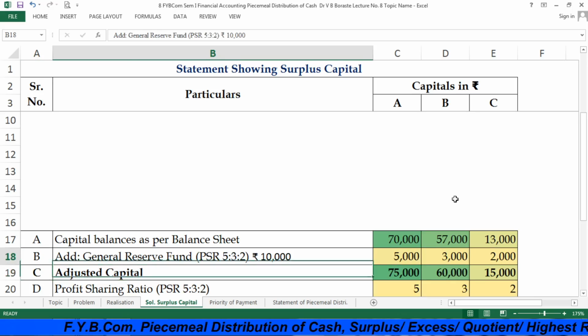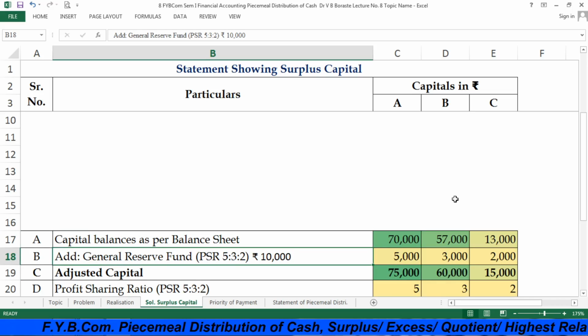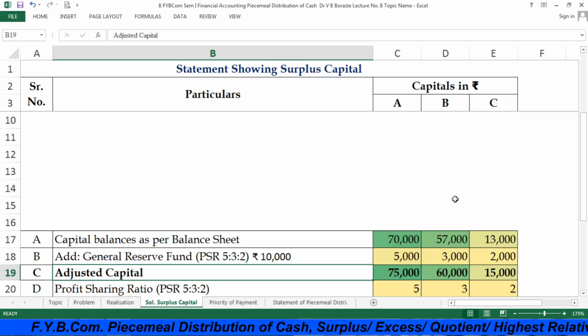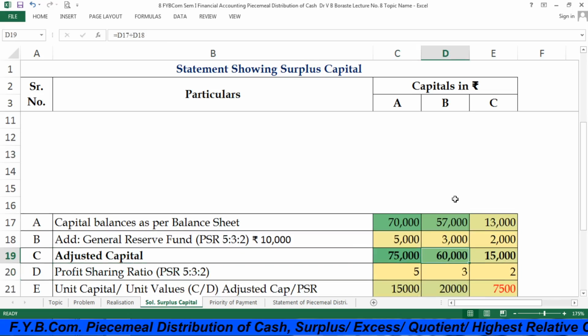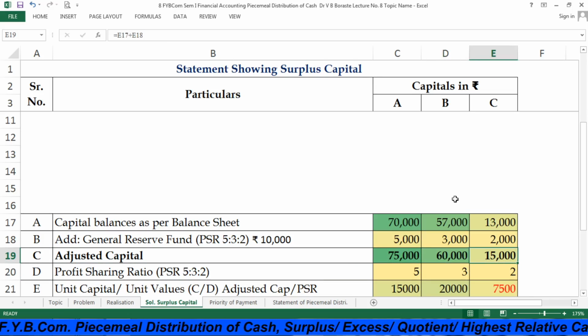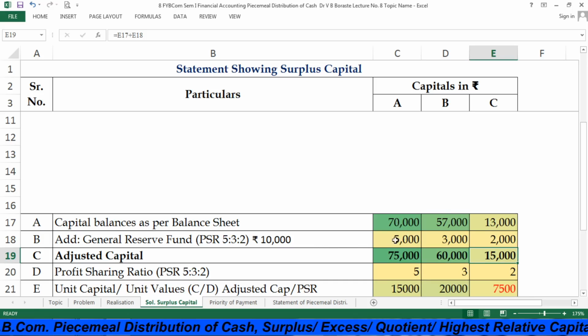Adjusted capital means what? Balance as per balance sheet plus general reserve or reserve fund, that is added in capital. So after adding the general reserve fund, we got the adjusted capital, that is 75,000, 60,000 and 15,000. So it is very simple. We have added some amount, that is general reserve, in capital.